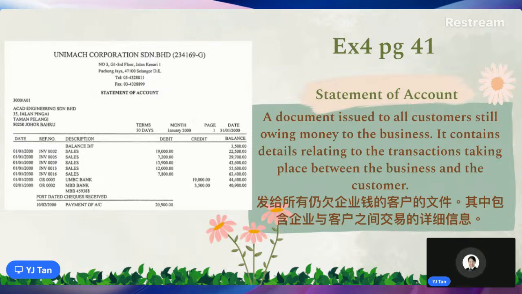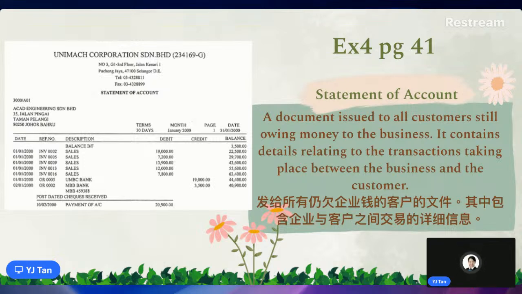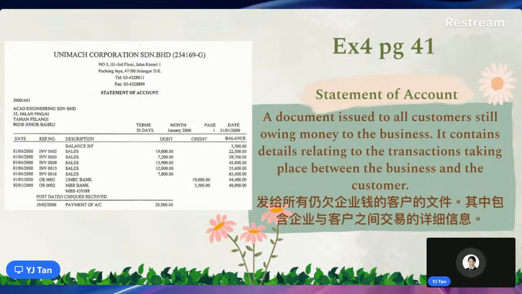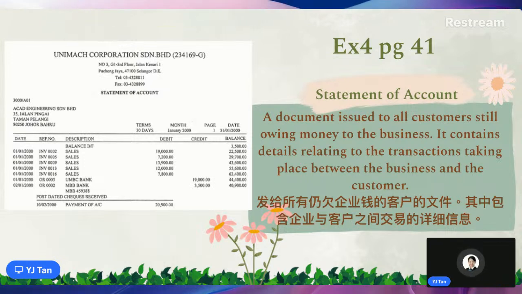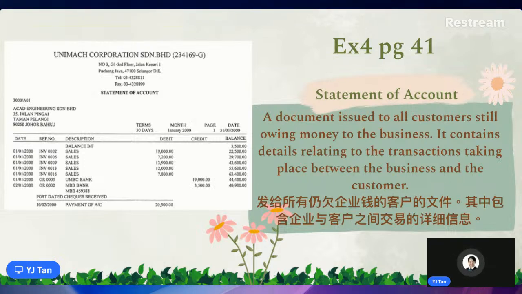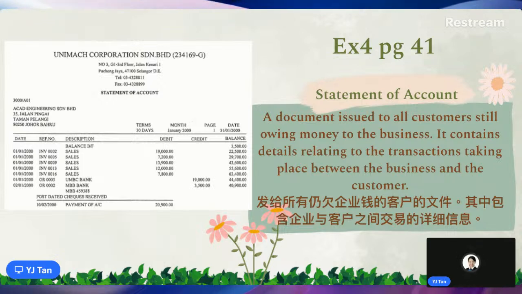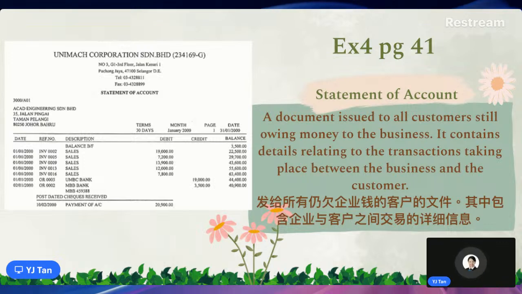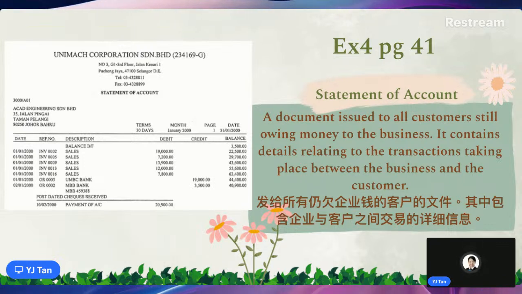payment. Okay, there is a bank in. That means Unimatch has an account in UMBC Bank, and I can pay to the Unimatch bank account, which is 19,000. So there is a reduction on this particular day with the 19,000. So in the last column, you see the balance has reduced. Okay, got it? So the balance has reduced, the owing amount is reduced by 19,000.